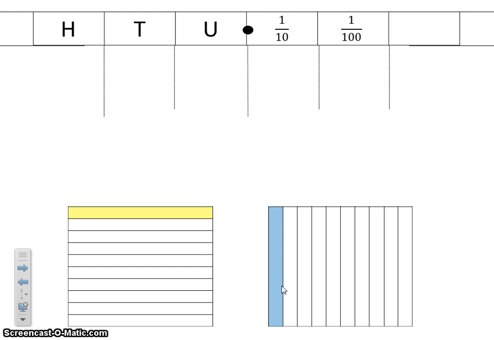What children need to know is that we write this amount, just one of them, as 0.01. We have 1/10. That's if you're just looking at one of them.